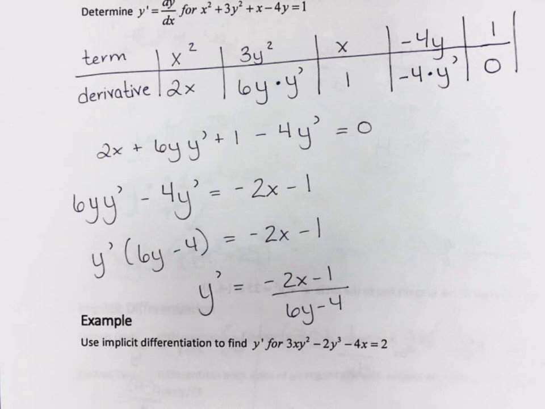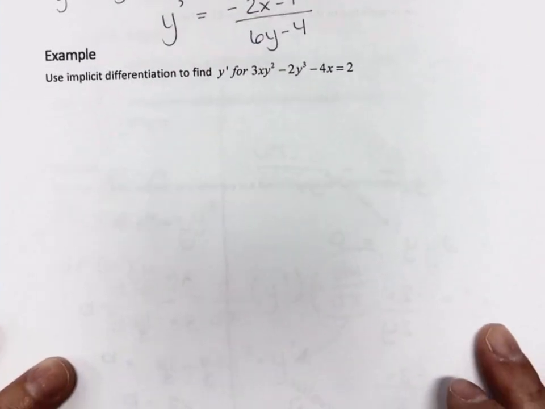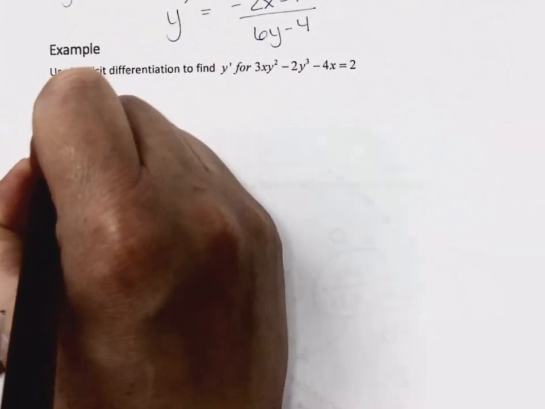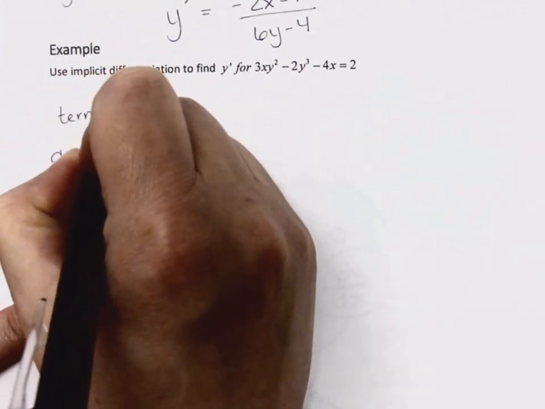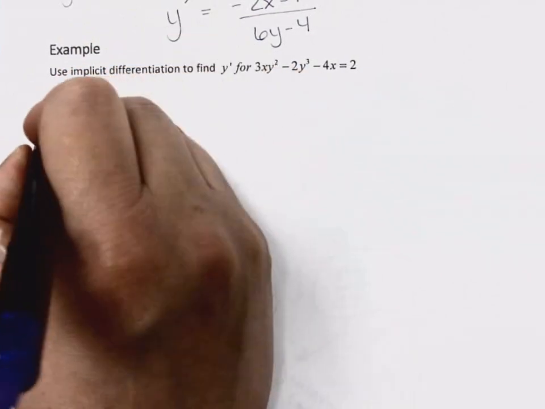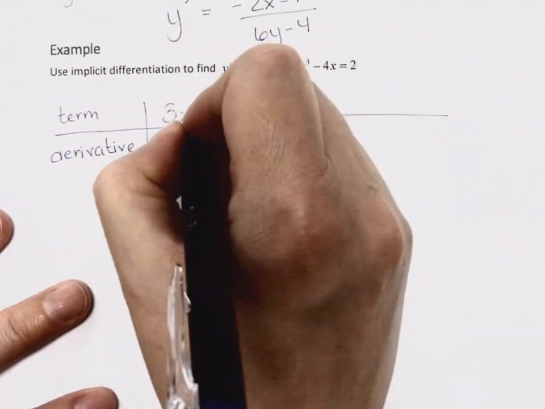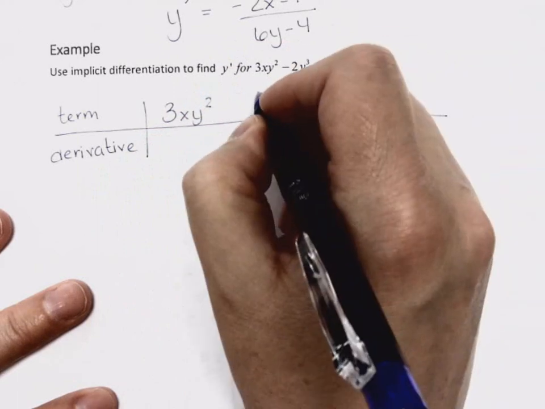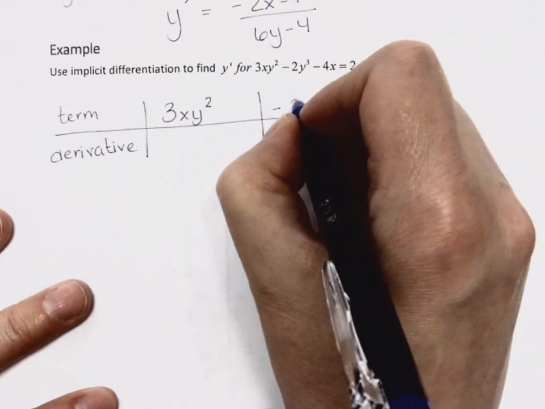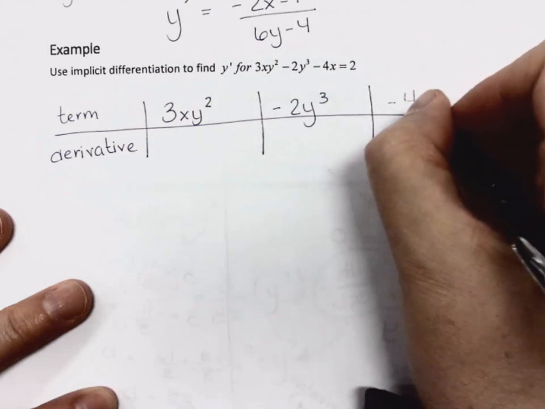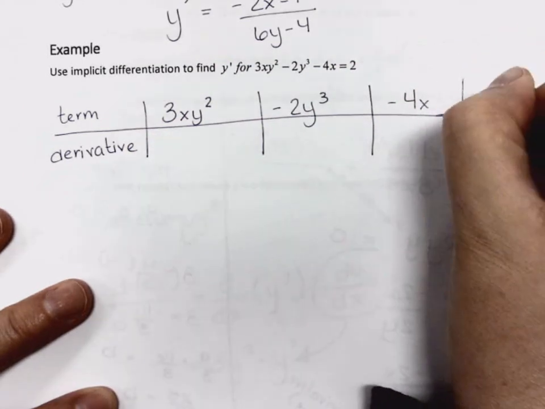Okay, we should do this one together. So we're going to set this one up similar to what we just did. So I've got the term, and you don't have to do it this way if this is not what you like. This just helped me keep it kind of organized in my brain. So I have 3xy squared, and then I have negative 2y cubed, negative 4x, and a 2.